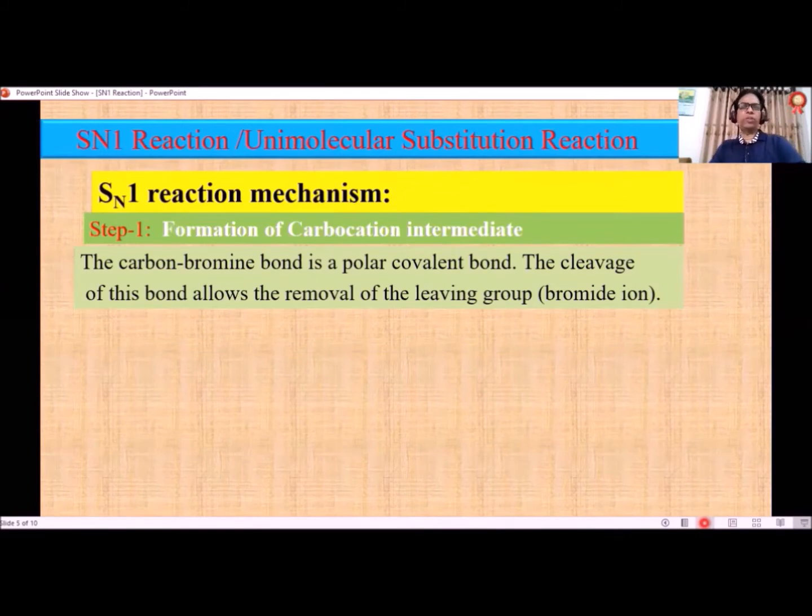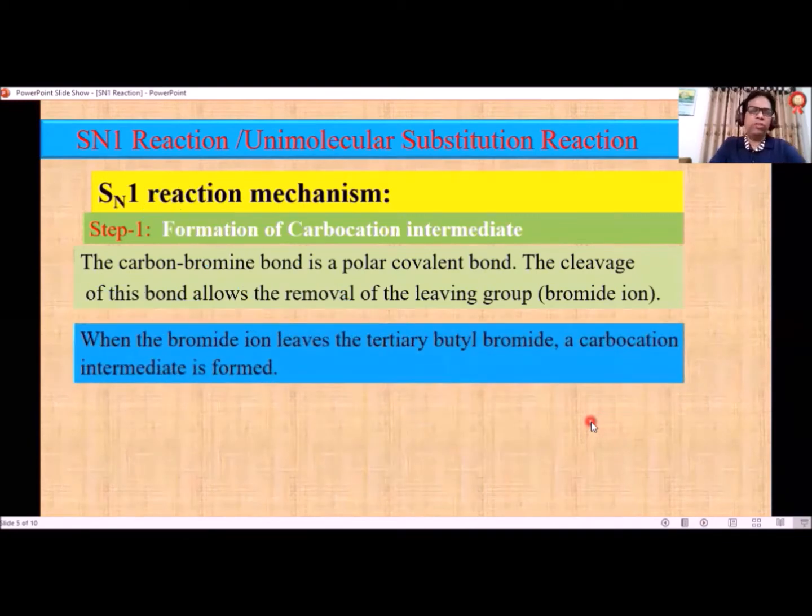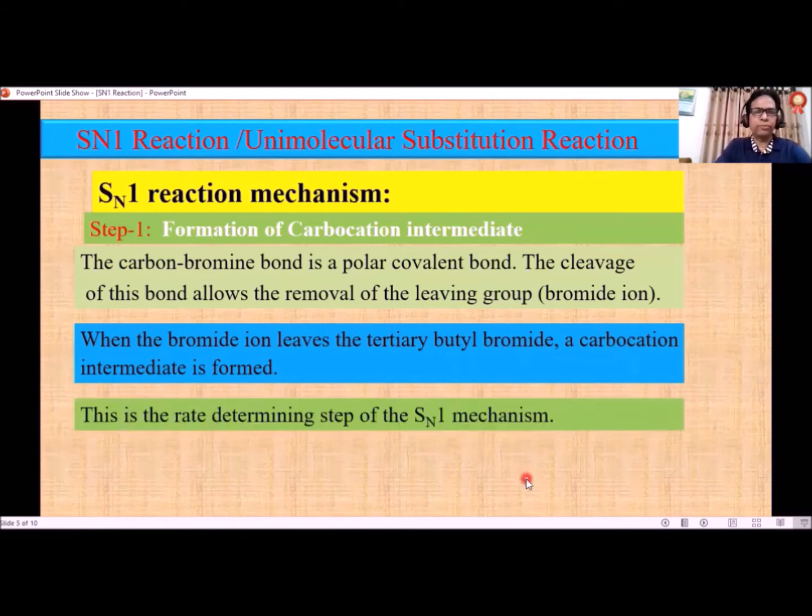SN1 reaction mechanism. The SN1 reaction is a two-step reaction. Step 1, formation of carbocation intermediate. The carbon-bromide bond is a polar covalent bond. The cleavage of this bond allows the removal of the leaving group, that is, bromide ion. When the bromide ion leaves the tertiary butyl bromide, a carbocation intermediate is formed. This is the rate determining step of the SN1 reaction.